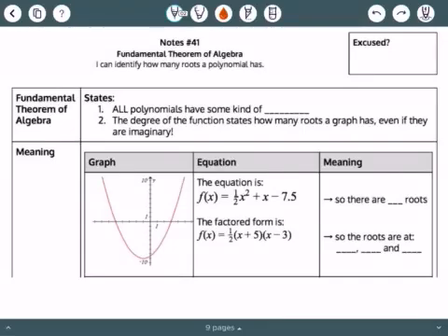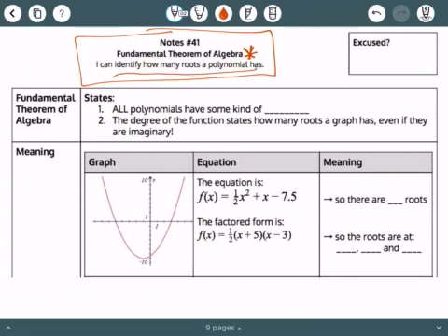Hey team, in this video we are talking about notes 41 today. We're talking about something called the fundamental theorem of algebra. Doesn't mean that this is the first thing you learn, it just means this is a super important thing. The thing that we're going to do is identify how many roots a polynomial has.